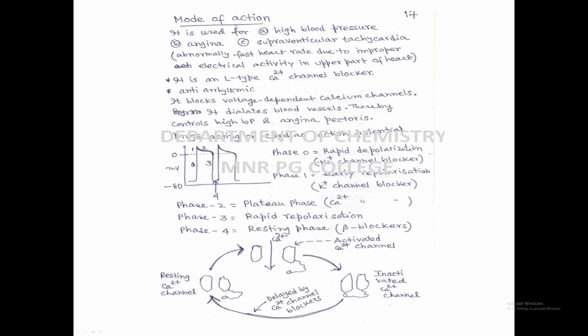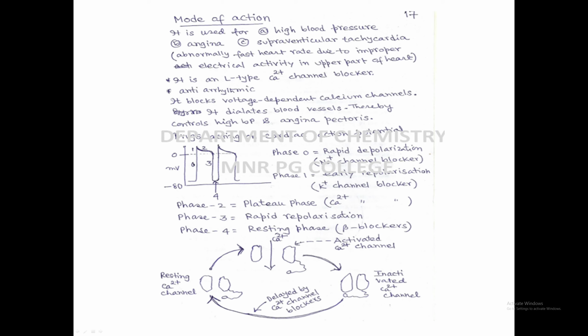Now see what its mode of action is. Now this verapamil, meaning S-verapamil, is used for high blood pressure. It is used for angina. Angina means due to some block in the heart, the patient gets severe chest pain. Also supraventricular tachycardia. Tachycardia means the heartbeat is very high, an abnormally fast heart rate due to improper electrical activity in the upper part of the heart.